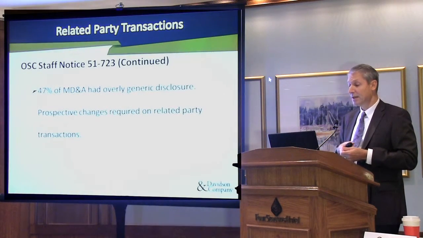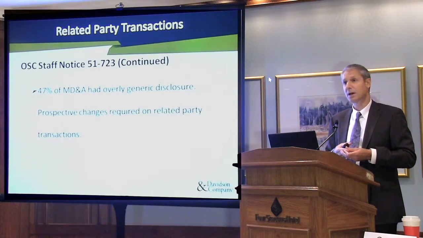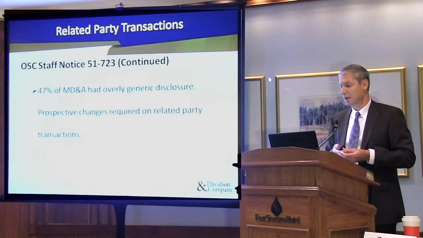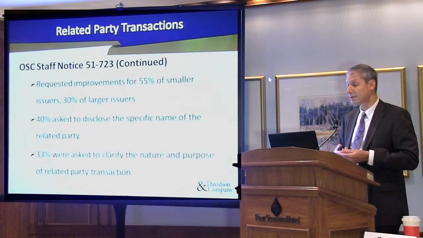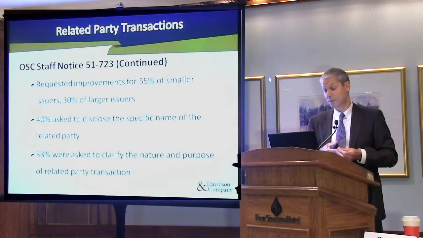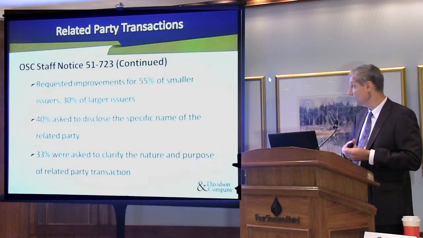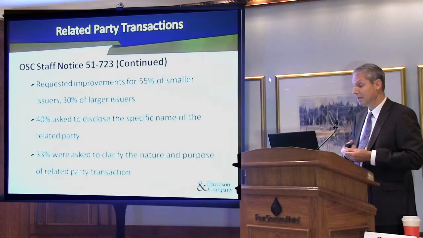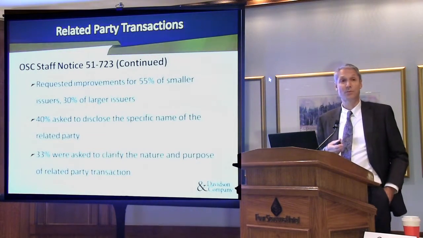47% of MD&A had overly generic disclosure. That's quite a high percentage when you think about it. Prospective changes were required on related party transactions. They requested improvements for 55% of the smaller issuers and 30% of larger. That's, again, pretty significant. So they're looking at it, make no mistake. 40% were asked to disclose the specific name of the related party.